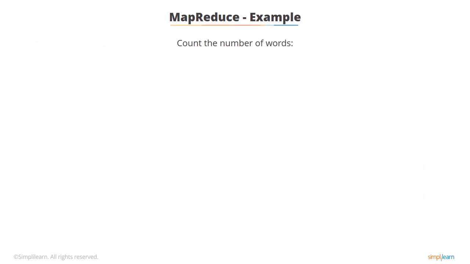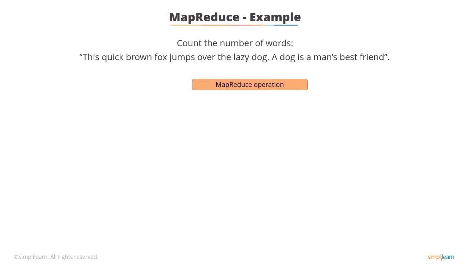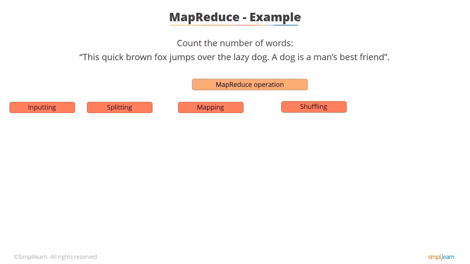In this screen, the MapReduce operation is explained using a real-time problem. The job is to perform a word count on the given paragraph. The sentence is, "This quick brown fox jumps over a lazy dog. A dog is a man's best friend." The MapReduce process consists of inputting, splitting, mapping, shuffling, and reducing phases. The input phase refers to providing data for which the MapReduce process is to be performed. The sentence is used as the input here.